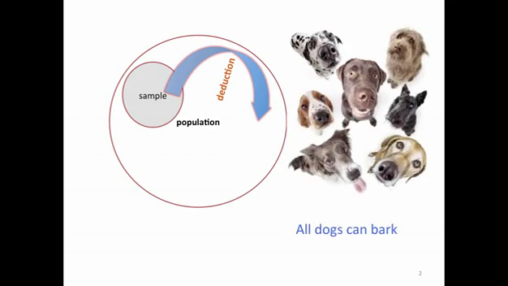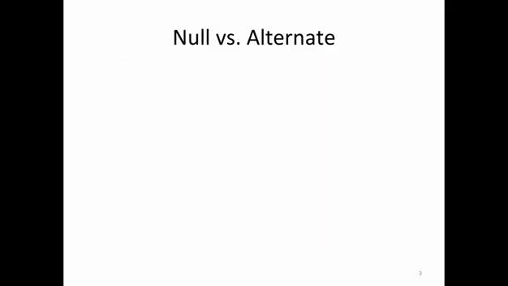Let's say you want to prove all dogs can bark. How many dogs do you need to assemble to prove this? You probably need all dogs on the earth to prove this. You simply can't get the time and money to test this hypothesis. Scientists get around this problem by creating a null and an alternate to null statement.